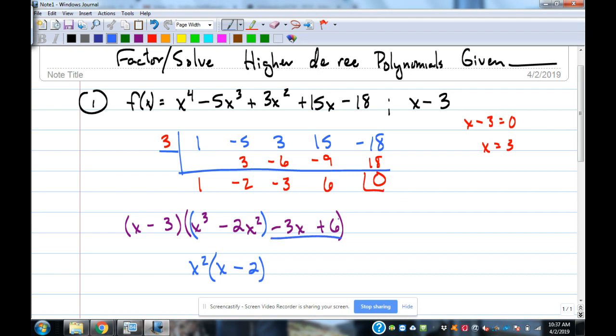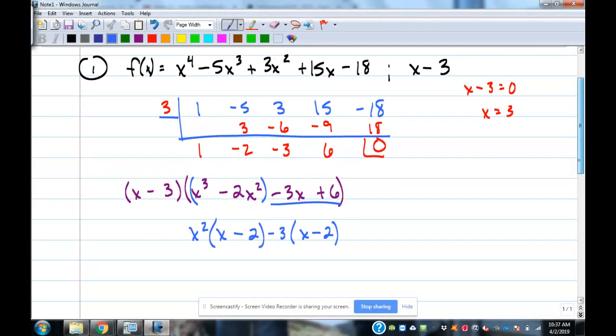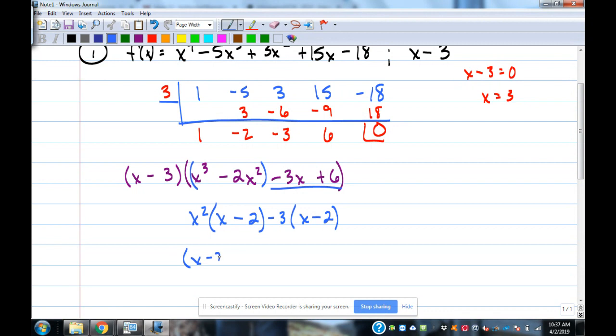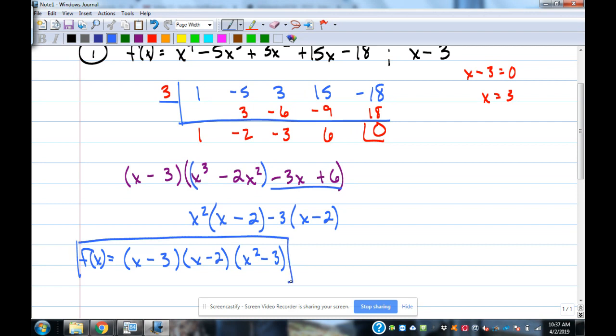And then what's the GCF of those second two? Minus 3. And gives us x minus 2. And then the factors for that are x minus 2 and x squared minus 3. And then the factor they told us about at the beginning was x minus 3. This is the factored form for that polynomial.